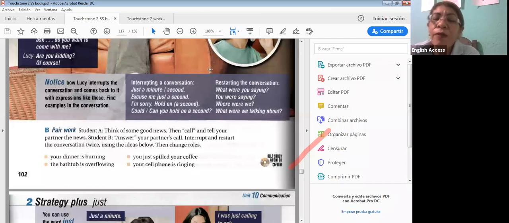Interrupting a conversation, we can say just a minute, just a second. Excuse me, just a second. I'm sorry. Hold on a second. Could you hold on a second? Can you hold on a second? And if you want to restart the conversation, we can say, what were you saying? You were saying, where were we? And what were we talking about? Okay. So those are the expressions that we're going to use in order to restart the conversation.